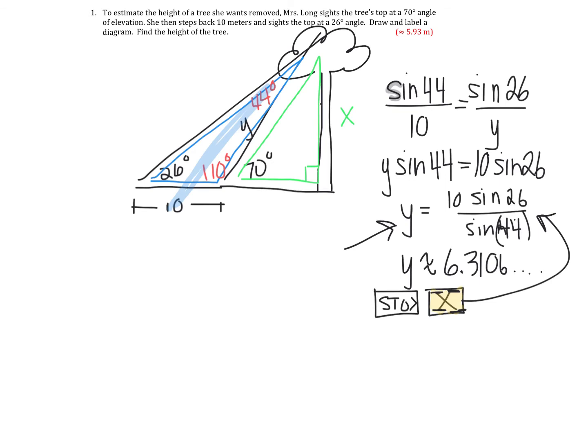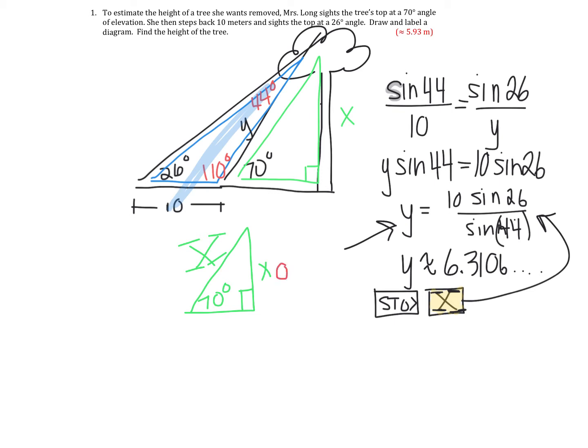Okay, so now that I have that, here's my little, actually I should draw it in green since it was in green. Here's my green triangle. My whole entire intention was to find the height of the tree, x. I now know this is my big obnoxious x value that I plugged in, 6.3106666 whatever, and this is 70 degrees.